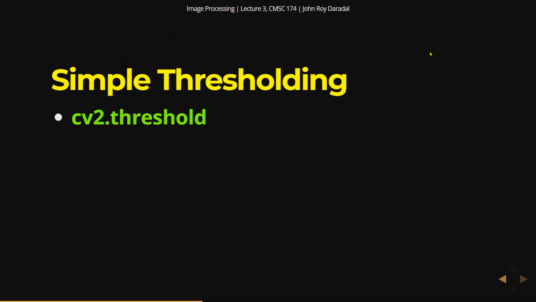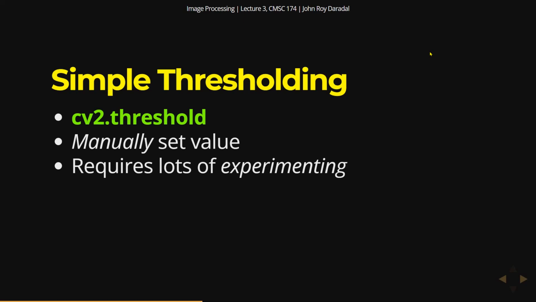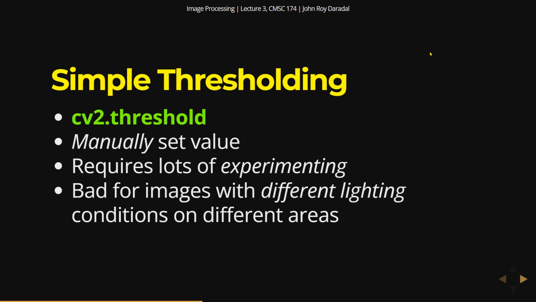The function in OpenCV is called cv2.threshold, and of course you have to manually set the value, but this requires a lot of experimenting depending on the image. It could be 127, or if you're not satisfied, you could lower the value, or set it higher. So it requires a lot of trial and error, and it's kind of tedious, but the advantage is it's very simple.